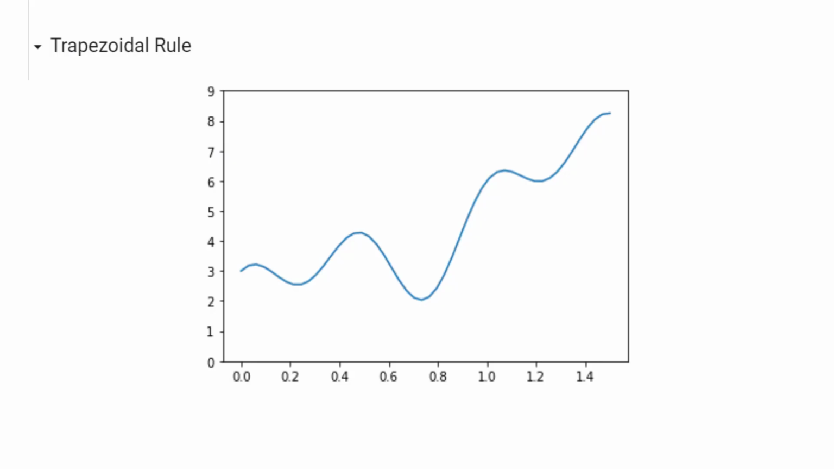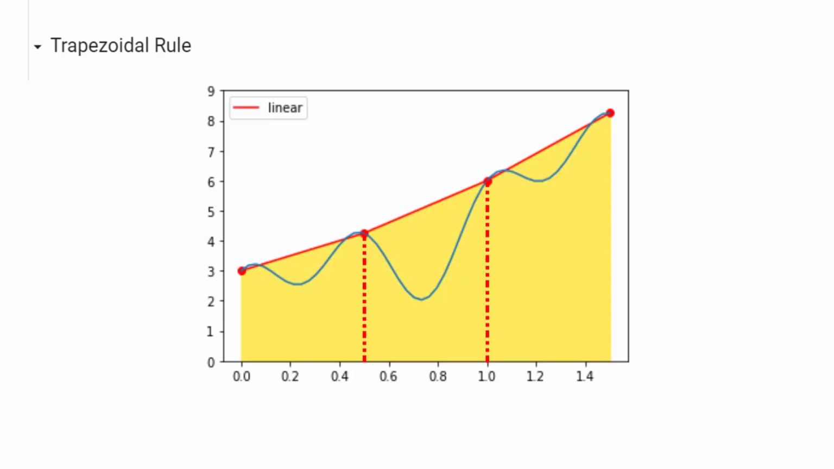Moving on to the trapezoid rule, suppose that we have an n of 3, which means we will split our function into 3 segments. The trapezoidal rule relies on linearly interpolating between points and then finding the area of the resulting trapezoids.